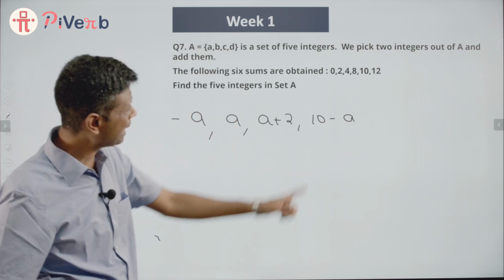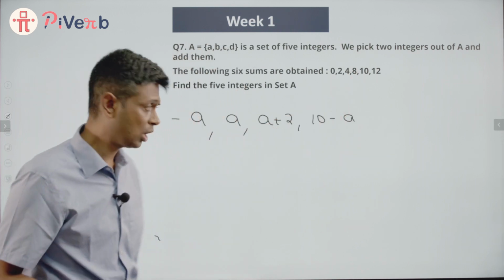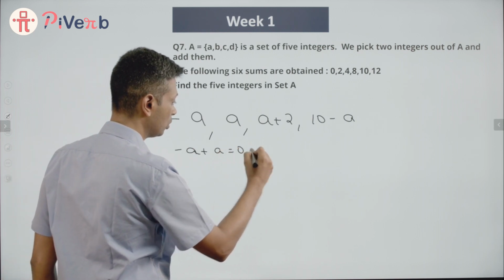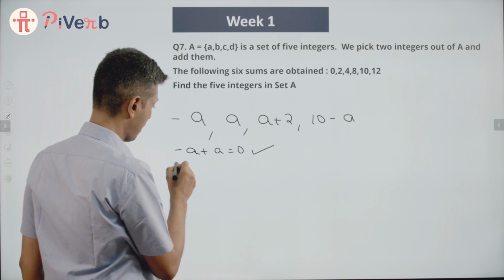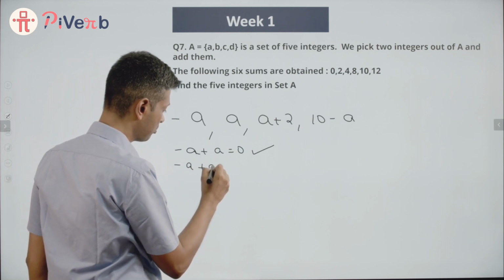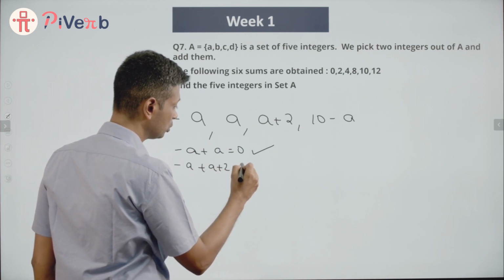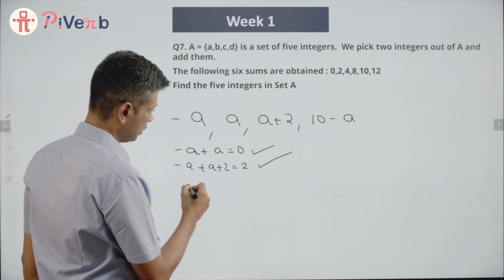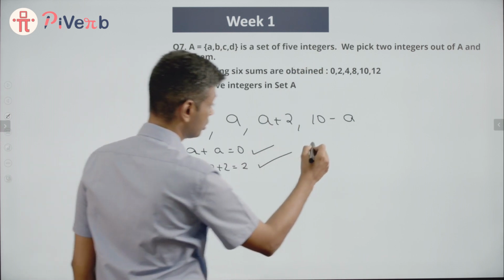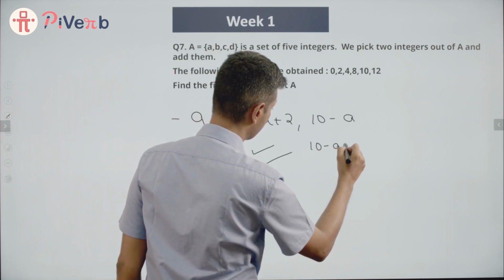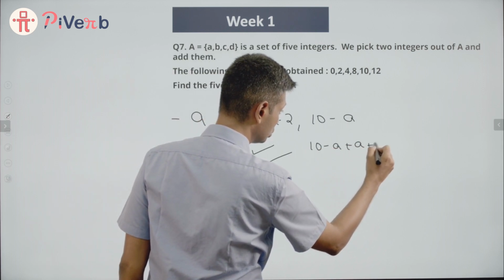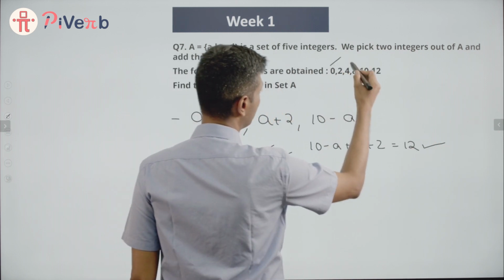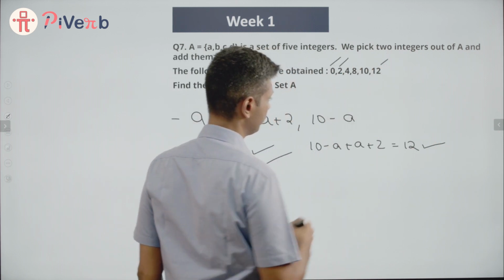Right? So now I'm going to match them to these sums. How will I do that? Minus A plus A is equal to 0. One sum I've got. Minus A plus A plus 2 is equal to 2. That also I've got. Then what is the largest? 10 minus A plus A plus 2 is 12. Got this also. So map this, map this, map this.